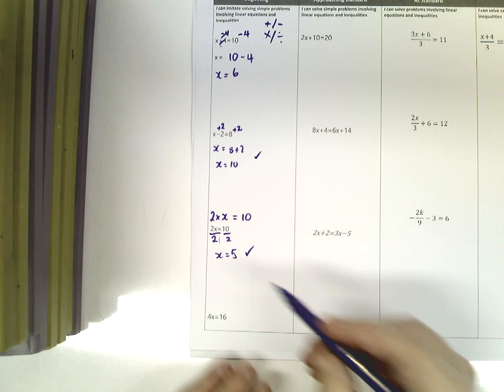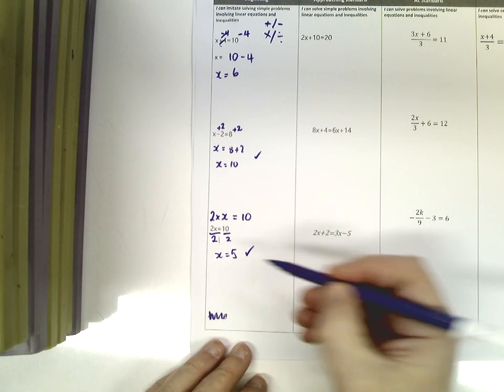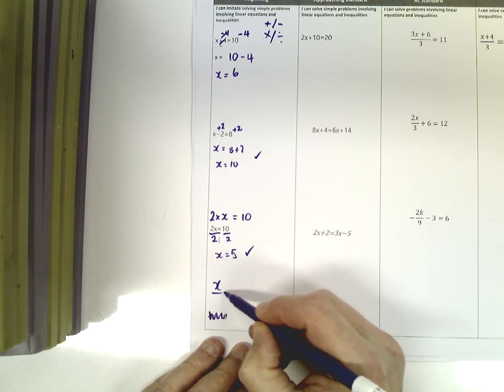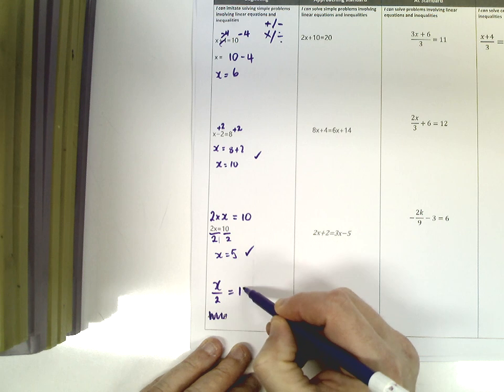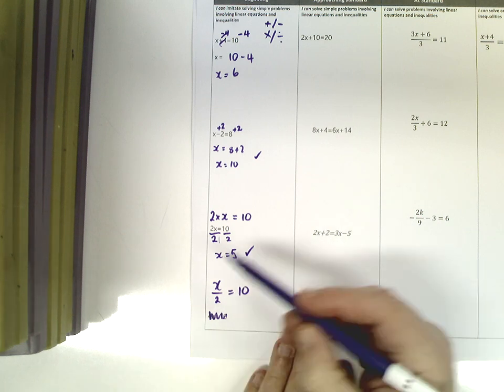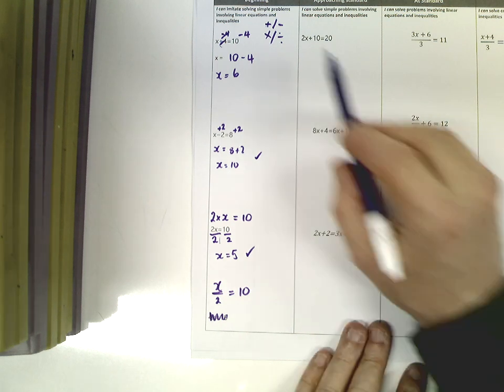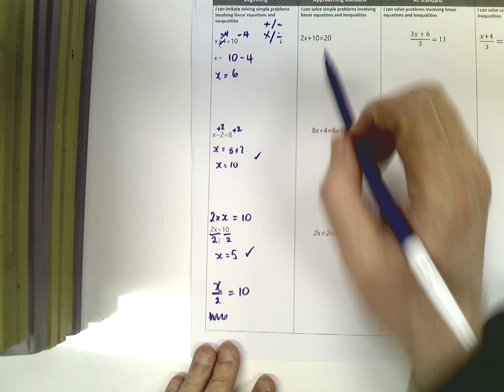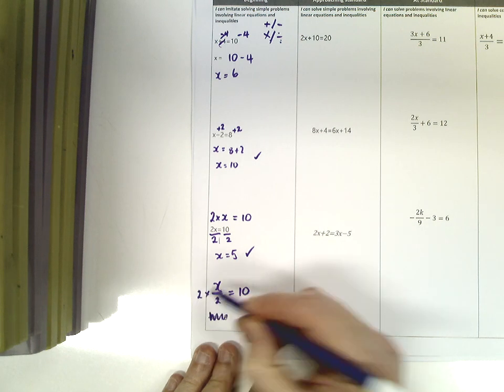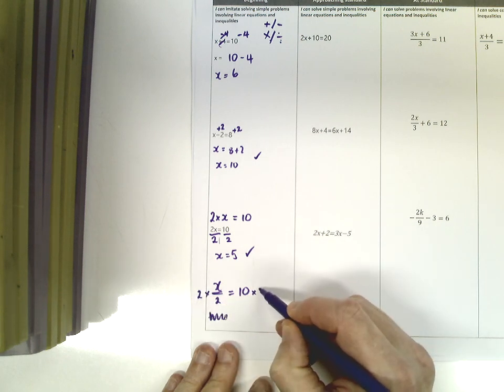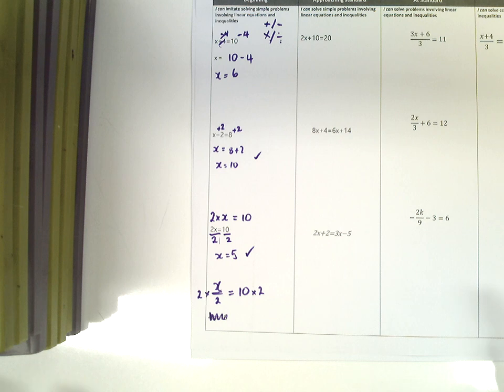Now, the last question, I'm just going to get rid of this one because I'm going to put a new one in. And then I'm going to go x divided by 2 is equal to 10. Now, of course, remember, I'm using this line here as divide. So we need to be able to do the opposite of dividing. So the opposite of dividing is to times. So we're going to times by 2, which means we also need to do the exact same thing to keep it equal on the other side.